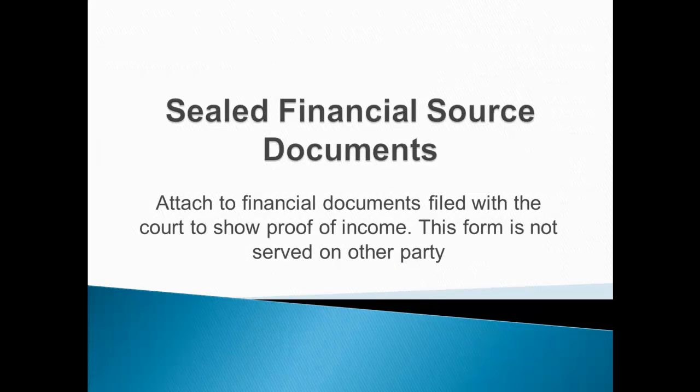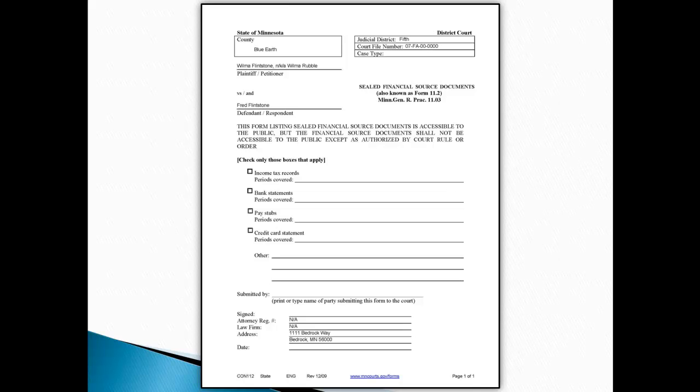The other form you have to complete is the Sealed Financial Source Documents, also referred to as Form 11.2. This form is attached to financial documents filed with the court to show proof of income. This form is not served on the other party. Just like the Confidential Information Form, this is a one-page form. Notice CON 112 on the bottom left-hand corner of the form.